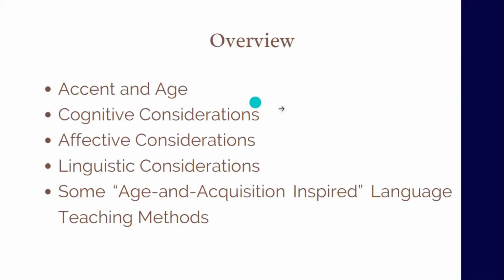Okay, this is the overview of what I'm going to present. First, I'm going to present about age, the correlation between accent and age, and then the cognitive considerations that relate to age, the development of age, and then the affective considerations too, and then some linguistic considerations, and then some age and acquisition inspired language teaching methods, in which there are techniques that relate to age and acquisition.